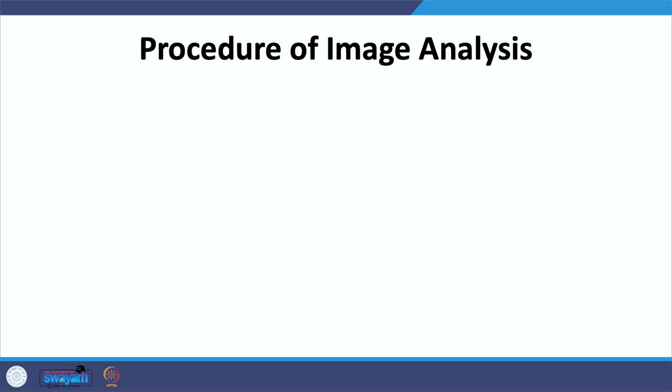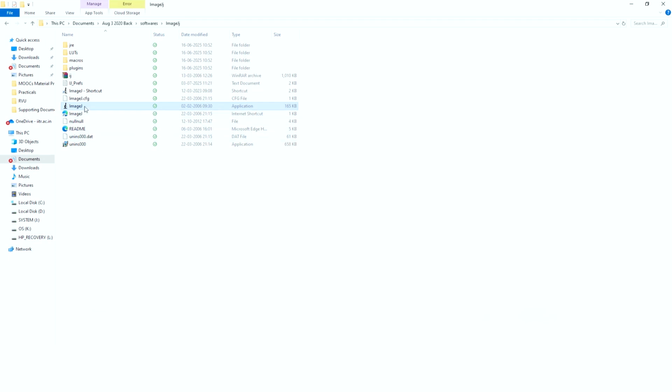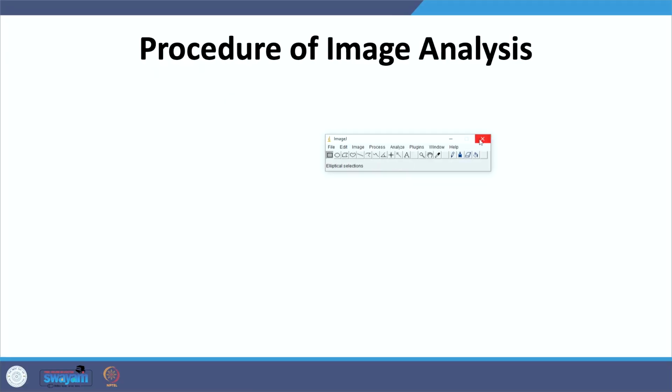Now we will see the procedure of the image analysis for micrographs and macrographs. First of all, we have to use one image analysis software, and we will be using ImageJ, one of the open source software. So, this is the ImageJ exe file, that I will be clicking. This is the menu of the ImageJ software. It has File first.